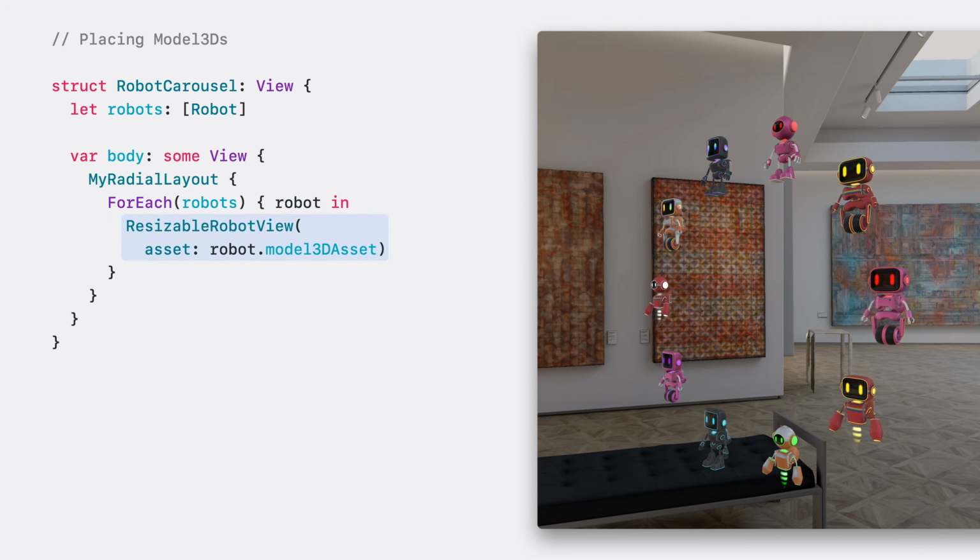We can use a for each to place our resizable model 3Ds of each robot inside this custom layout. This looks good, but it's still a vertical experience. I want my robots to be horizontally oriented in the volume.